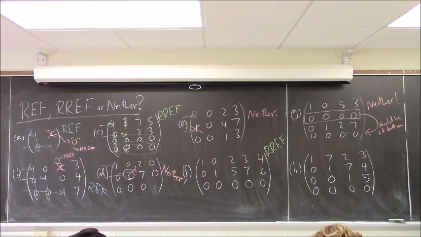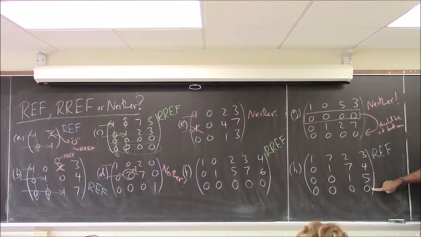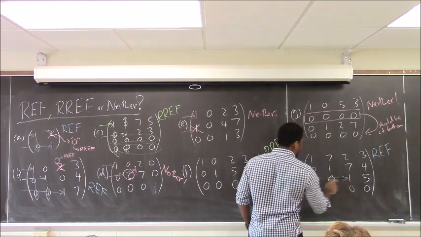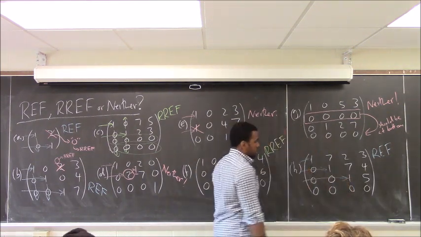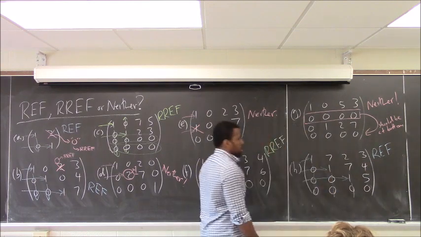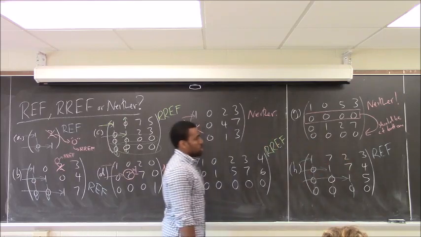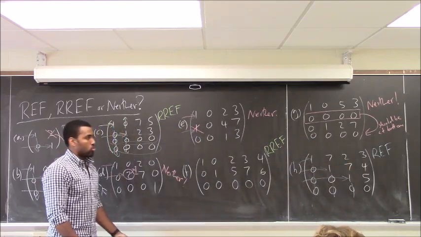If it were, that would be reduced, but it's not. This one? Again, all zeros, rows of zeros are to the bottom. First non-zero number in every row is a 1. The ones appear to the right of the guys that are above them. The ones have zeros all the way below them. They do not have zeros above them, so that makes it not reduced. It's simply just row echelon form.